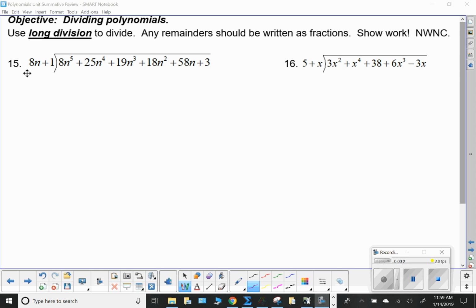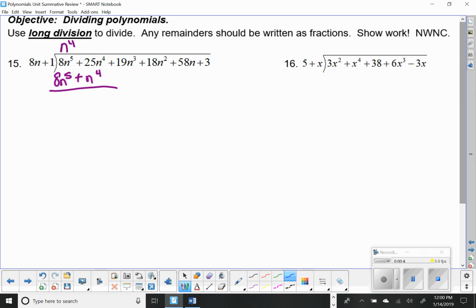It's just the division, same thing that you've always done. 8n goes into 8n to the 5th, n to the 4th times. N to the 4th times 8n is 8n to the 5th. N to the 4th times 1 is plus n to the 4th.